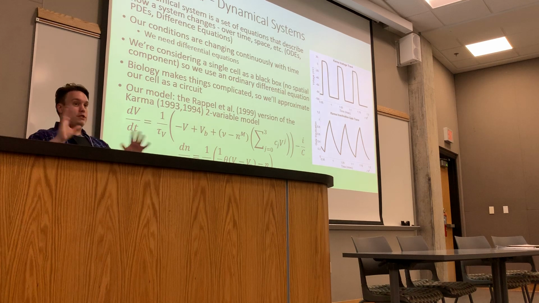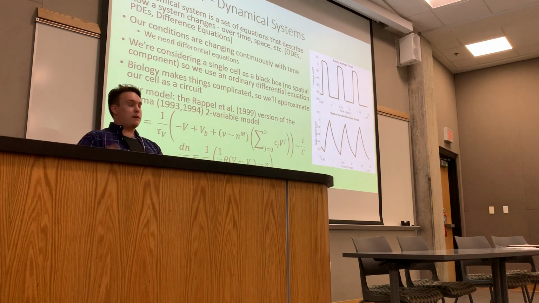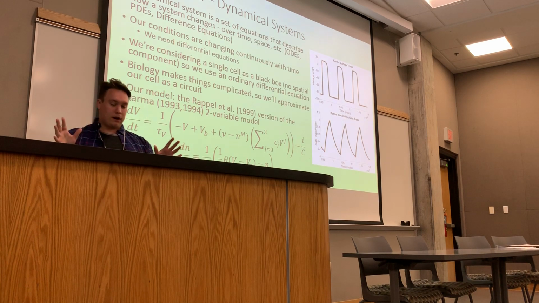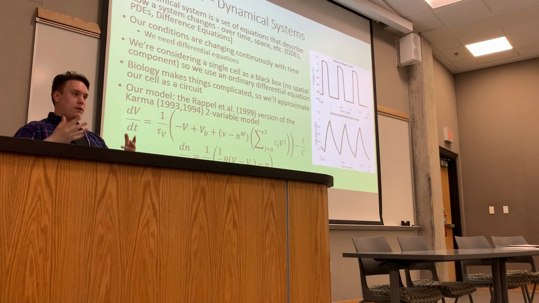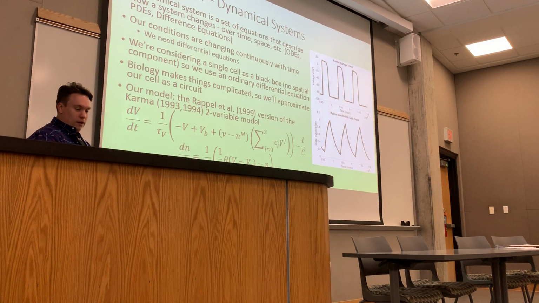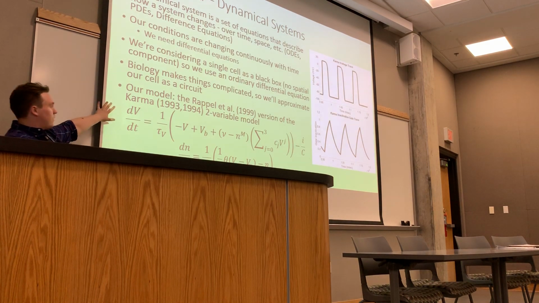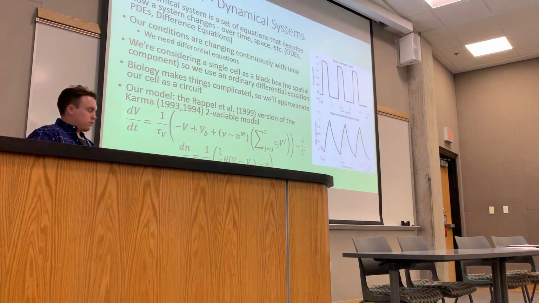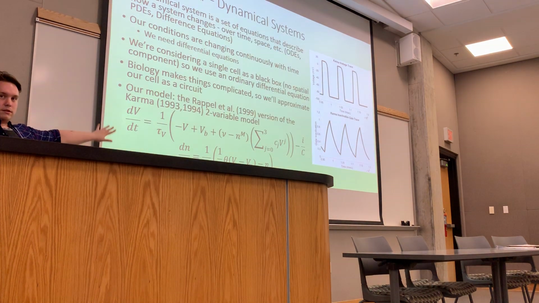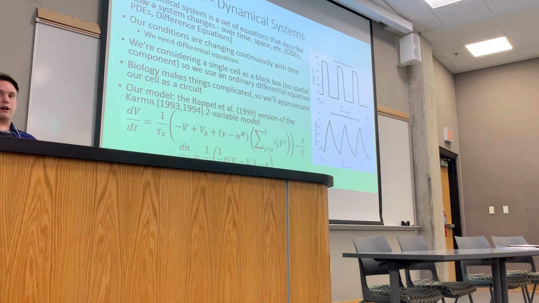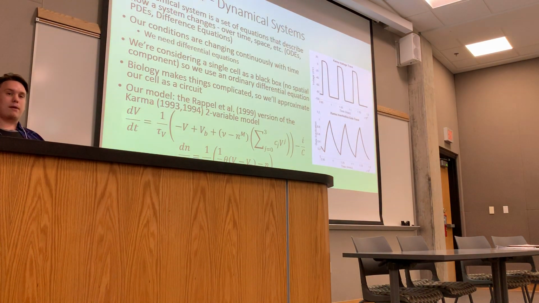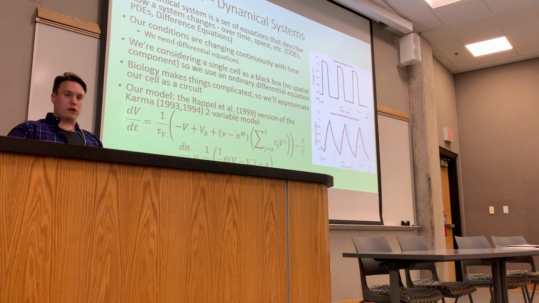And because biology makes everything complicated, because every cell is different, we're just going to assume this is a black box model, and we're going to approximate our cell as a circuit, like I mentioned earlier. And we're going to be using this model here, the two-variable Karma model. So we have these two equations that tell us how our two variables that we care about change with time. So we have our variable V, which represents that membrane potential that I mentioned earlier.